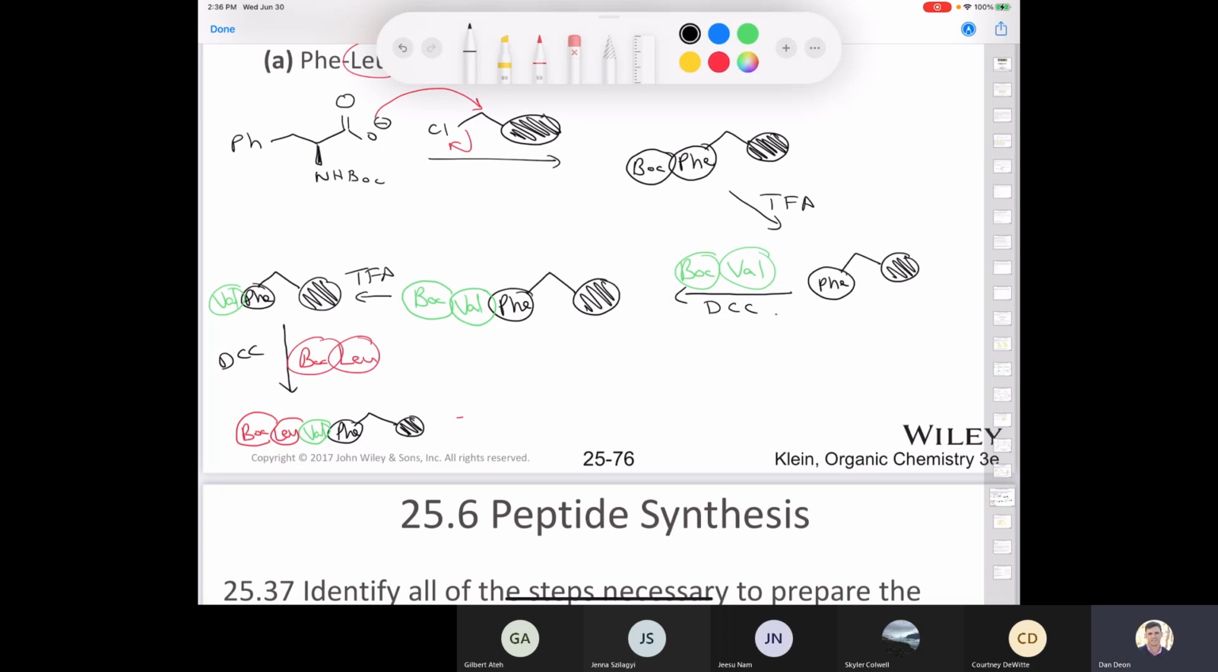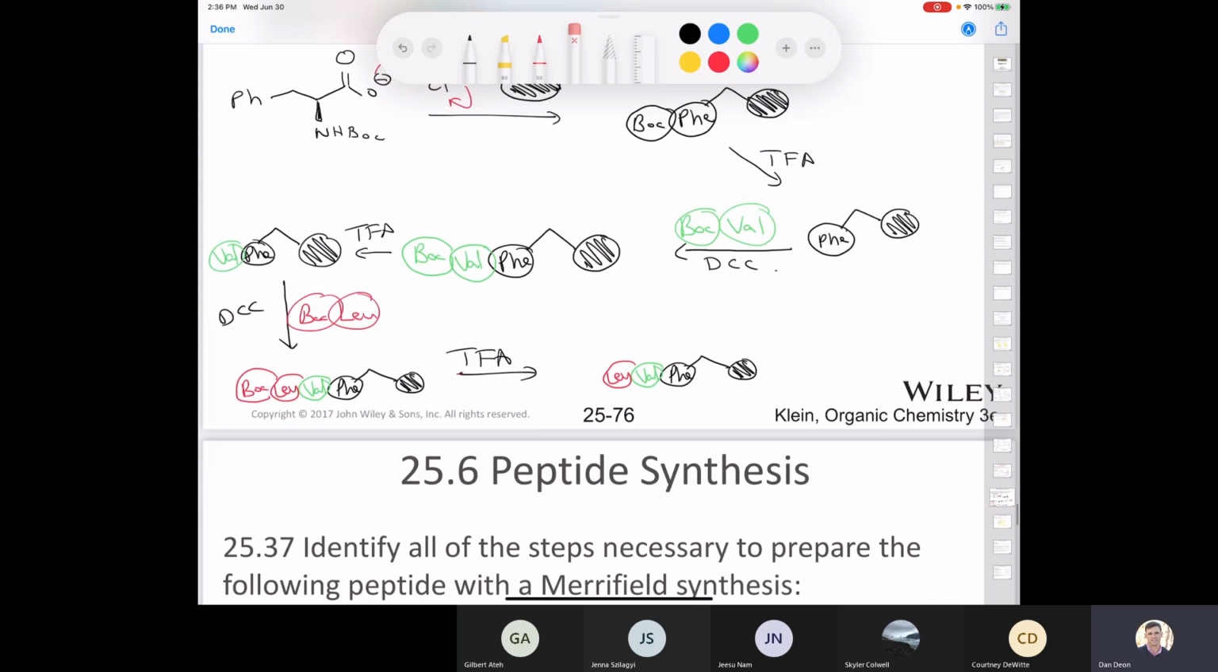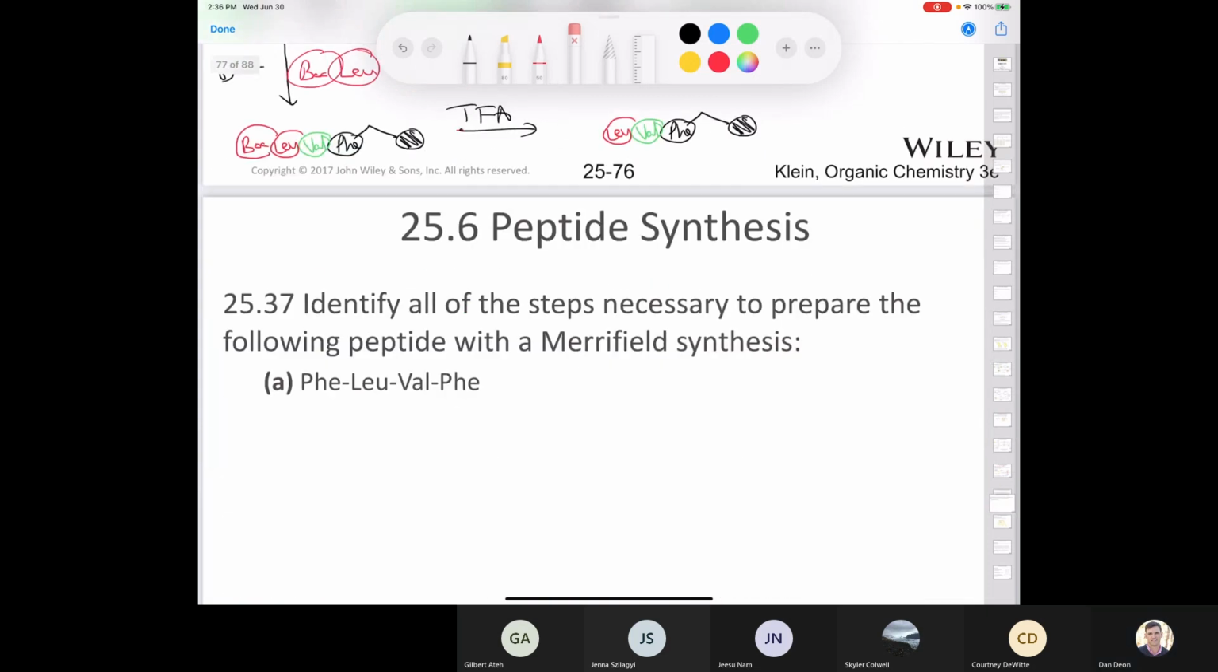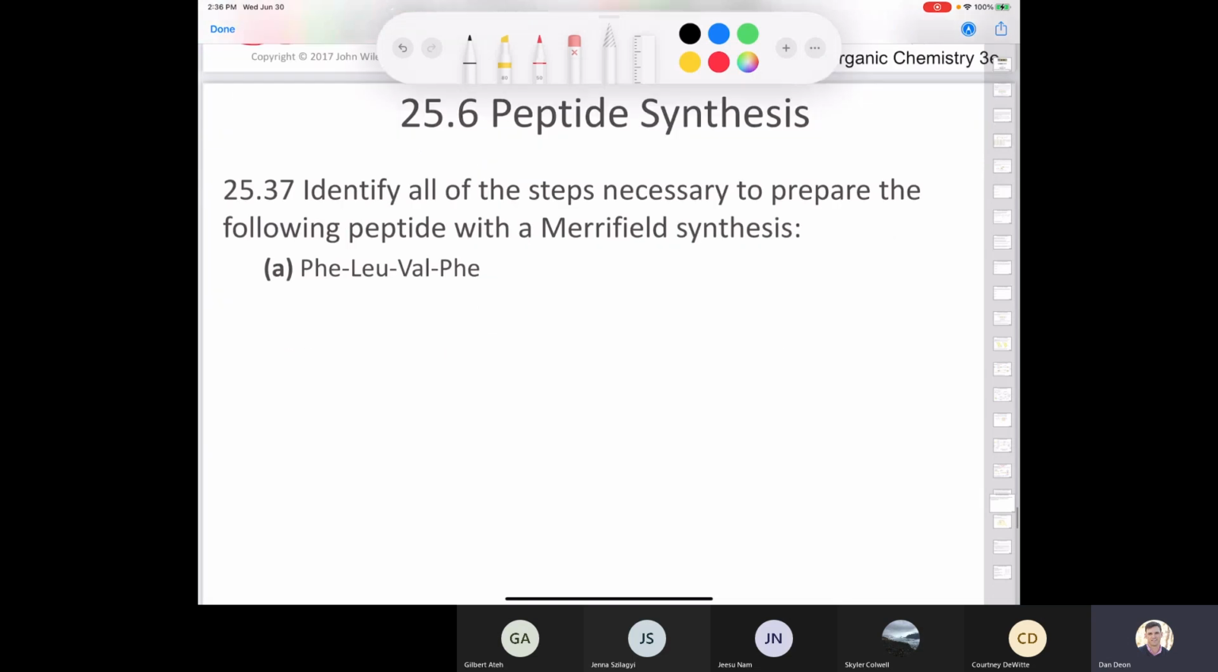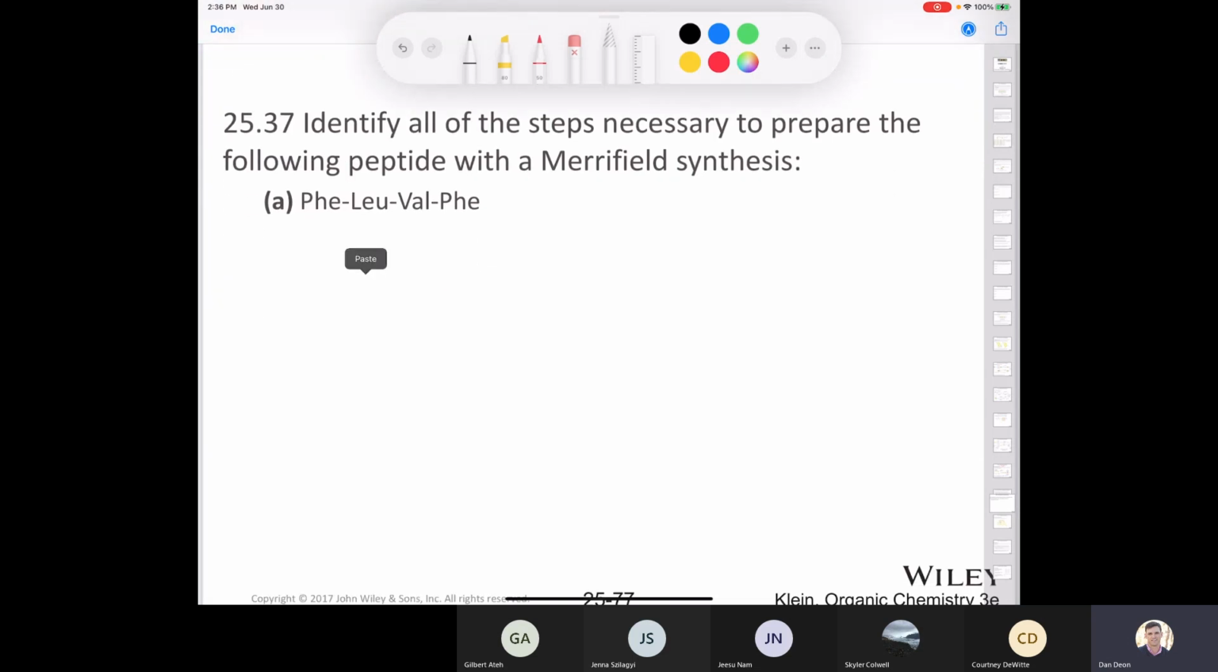I'm going to deprotect that using TFA. See if I can use a little copy paste magic here. Paste this over here. So I'll use my eraser. And this is where we are. Okay, so I'm going to go to the next slide because I planned appropriately, knowing that this takes a lot of space. So copy this back over here. So paste it in here.